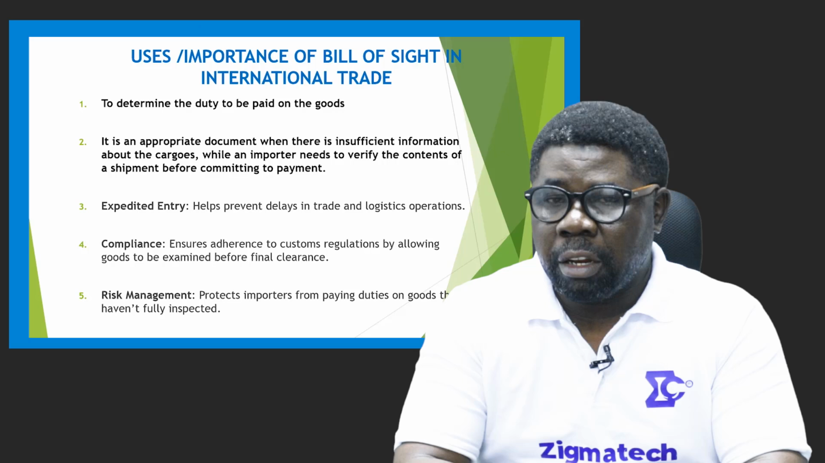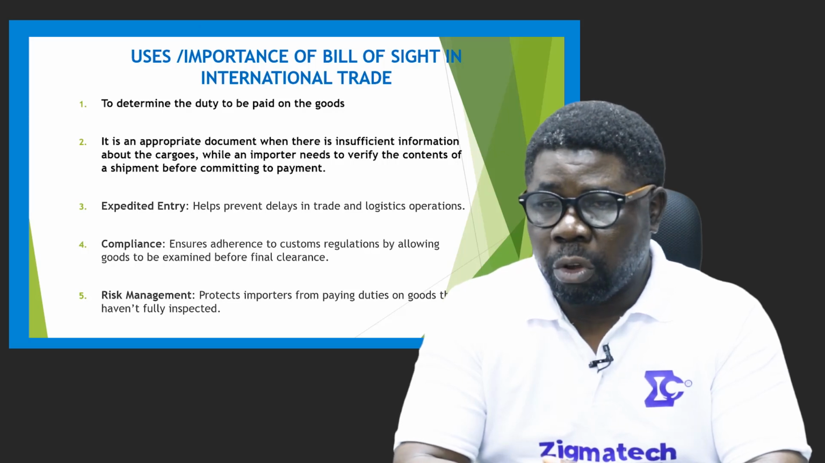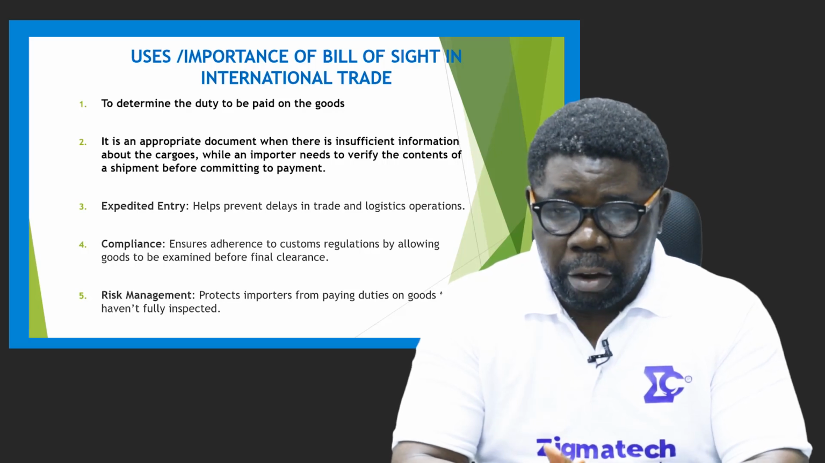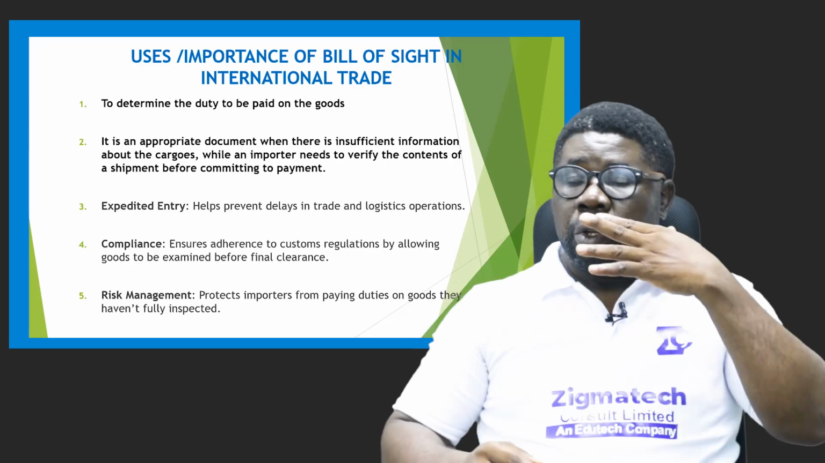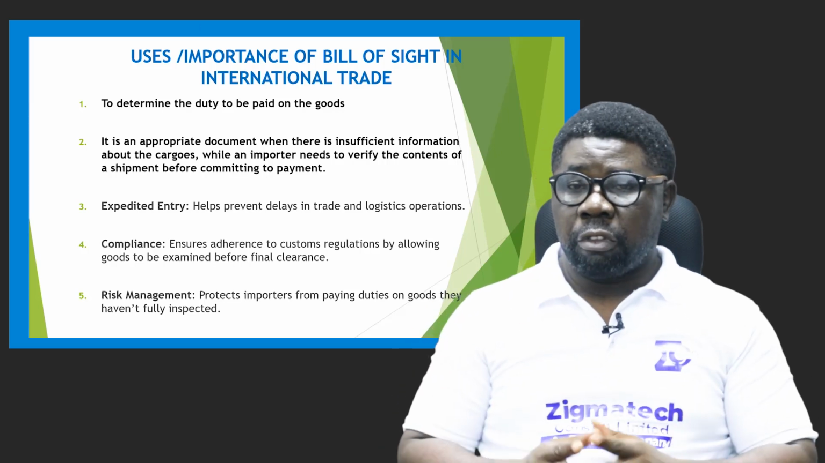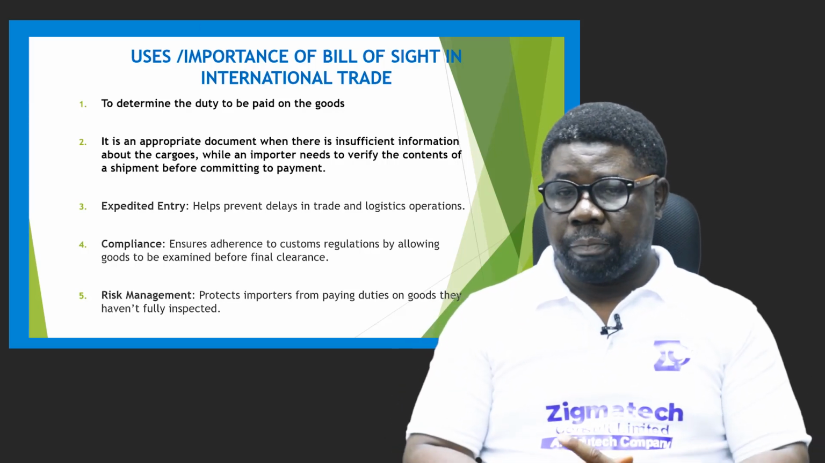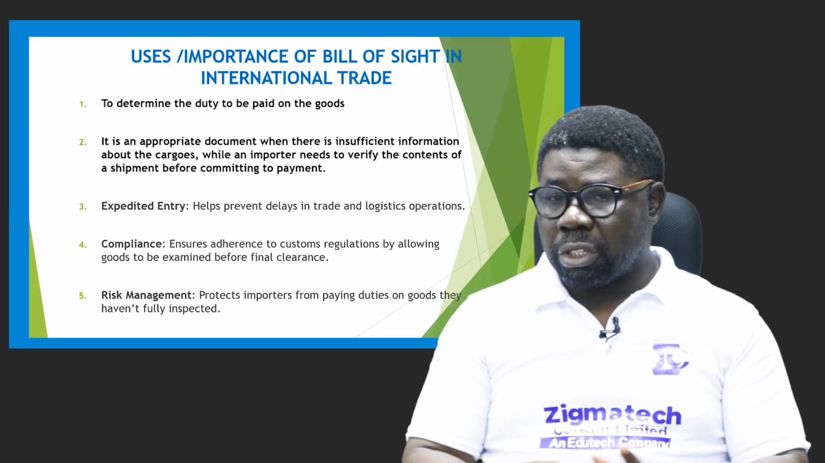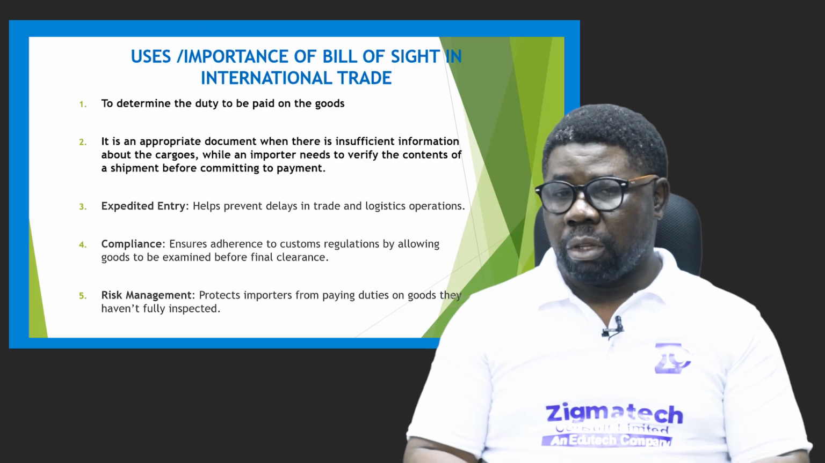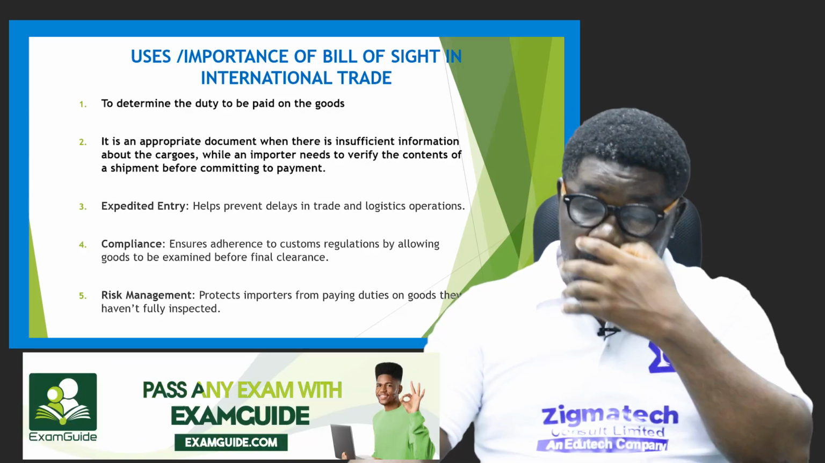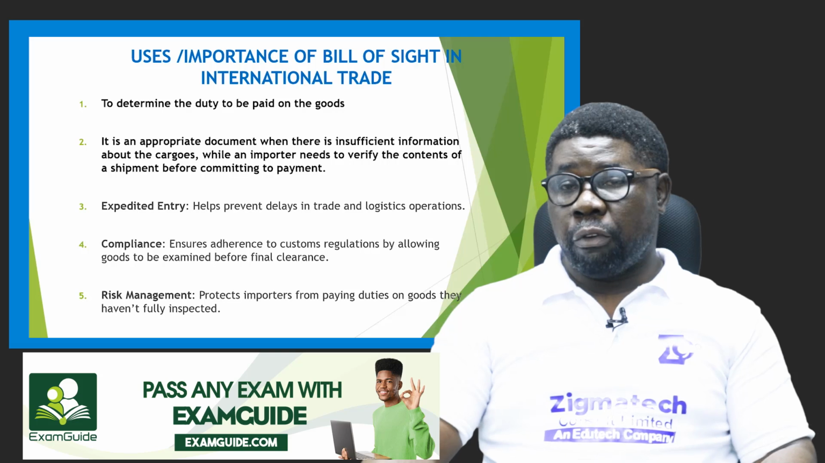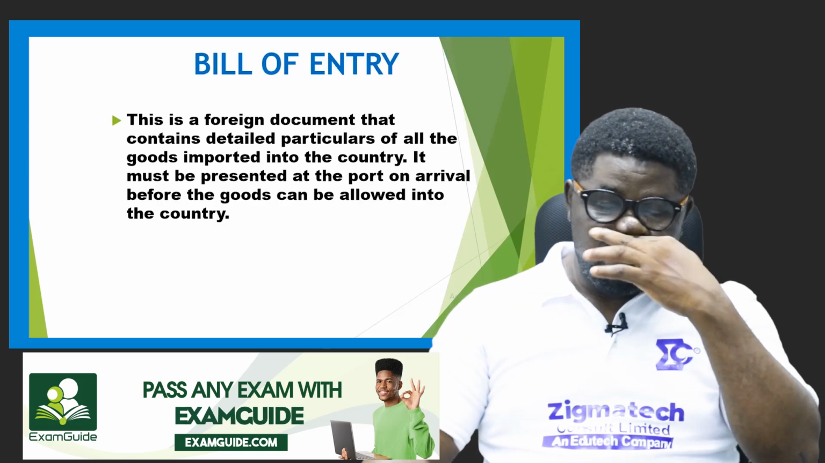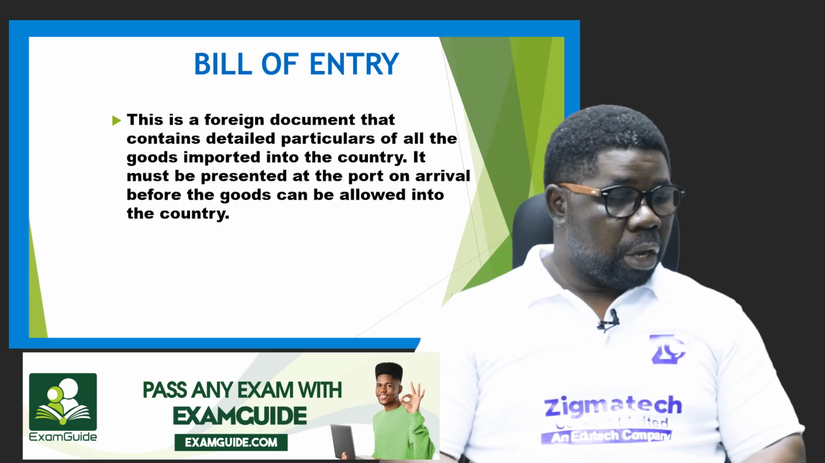So here's one of the things. Then compliance. It ensures adherence to customs regulations by allowing goods to be examined before final clearance is made. So it helps to fast forward the clearance process of the goods through the customs authorities. Risk management. This helps to protect importers from paying duties on goods they haven't fully inspected. So of course, it helps the importer to inspect and then know exactly what they want to pay for, and pay for them as well.